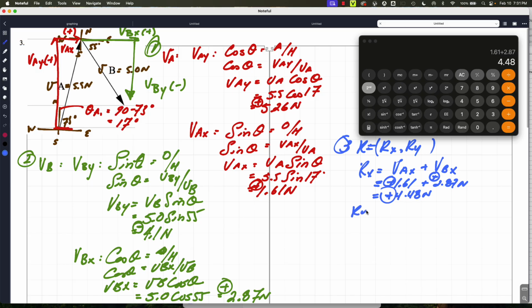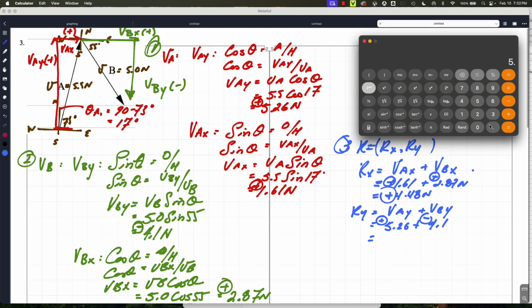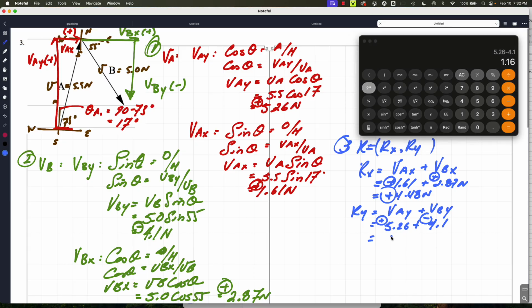The Ry value is simply VA's y component plus vector B's y component. And their values are here: 5.26 in the positive, so it goes up, plus vector B's y component, which is negative 4.1. It goes down. It's this component here. And its total is 5.26 minus 4.1. So it's 1.16 newtons, and it's positive.